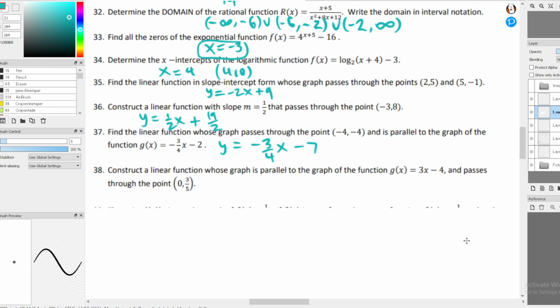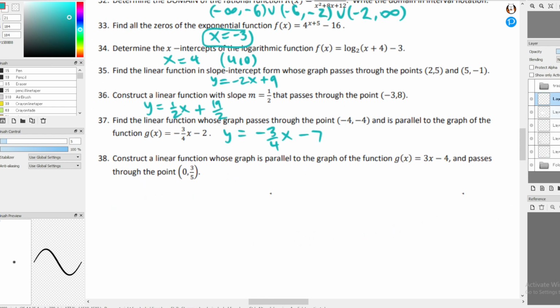38 says construct a linear function whose graph is parallel, again, to the graph of the function g of x equals 3x minus 4, and passes through the point 0, 3/5. So the parallel, this is actually super nice for us because it's already giving our b and it's already giving our m. So our new function will just be y is equal to 3x plus 3/5.